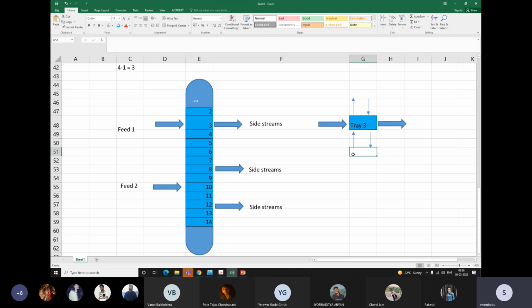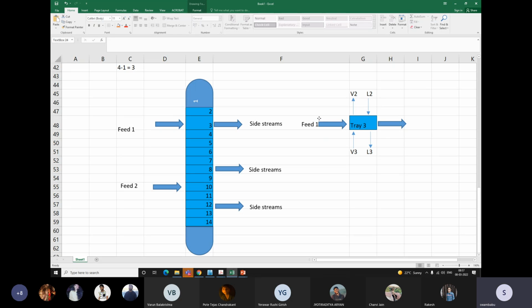So the vapor entering on tray 3 will be, let's say, V3. Amount of liquid coming out from tray 3 is L3. Similarly, amount of vapor leaving the tray 3 is V2. Amount of liquid entering the tray 3 is L2. And we have F moles of feed.